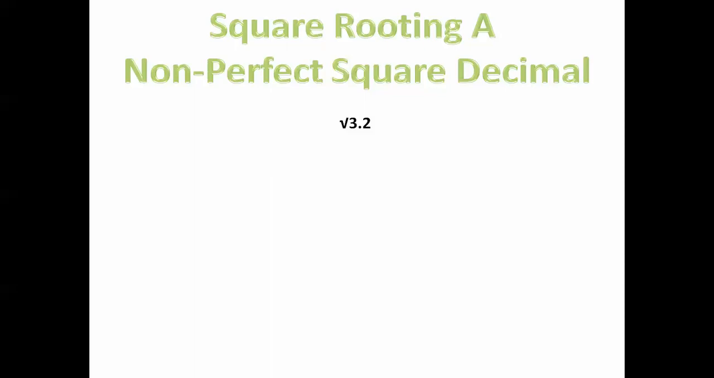Alright, square rooting a non-perfect decimal. Unlike perfect square decimals, we cannot look at it as if it's a whole number and then just put the decimal places back in. We have to do what we did for a whole number non-perfect square, and that is find the closest lower perfect square and the closest higher perfect square. In this case, that is 1 and 4. 1 is a perfect square and 4 is a perfect square.